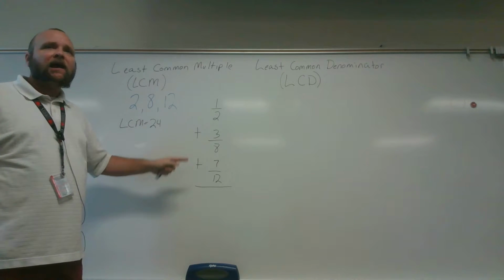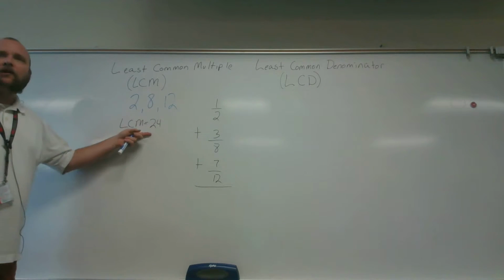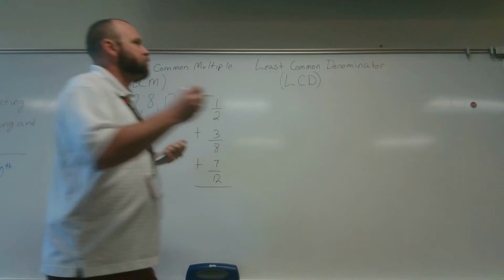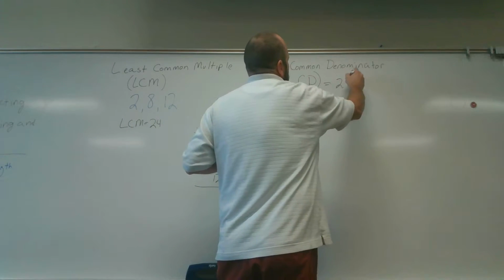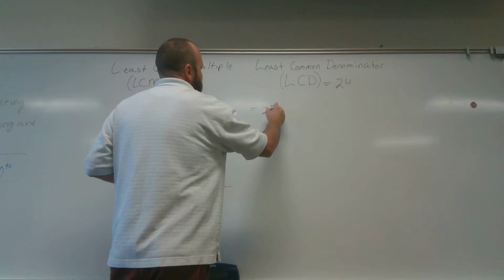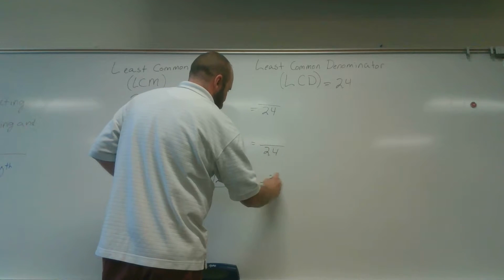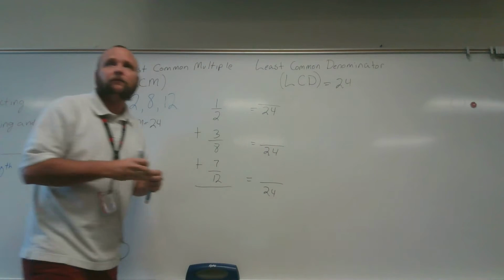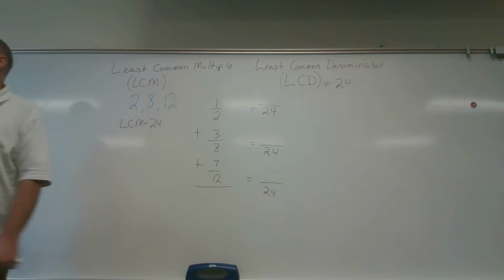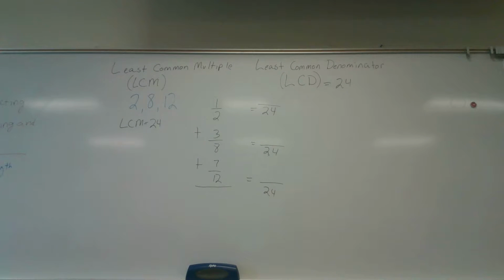Okay? I cannot add these the way they are written. I figured out my least common multiple, which is the same thing as finding my least common denominator. So I'm going to take these fractions and give them a denominator of 24. However, I cannot change the value of the fraction.